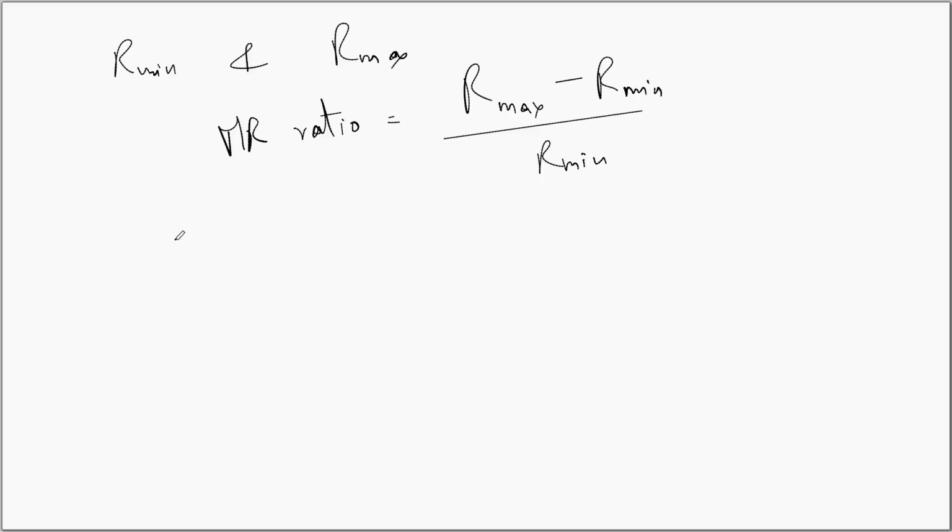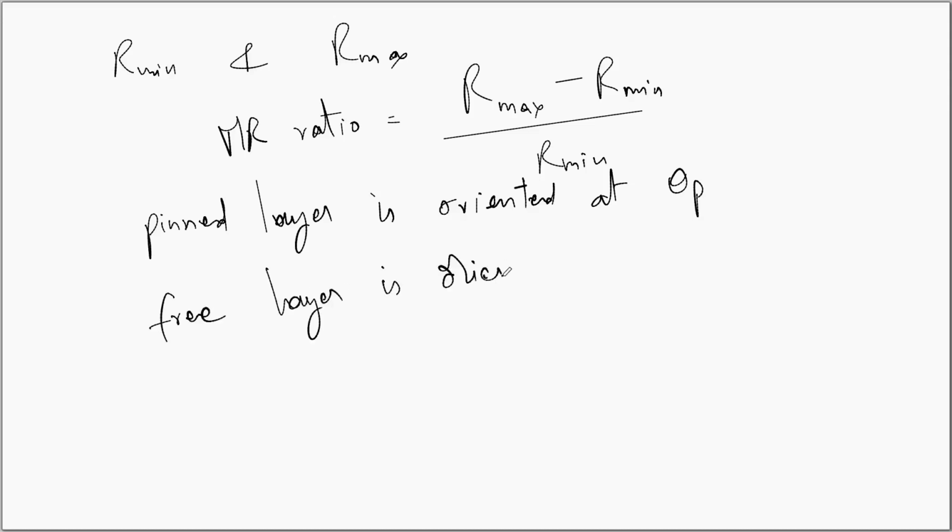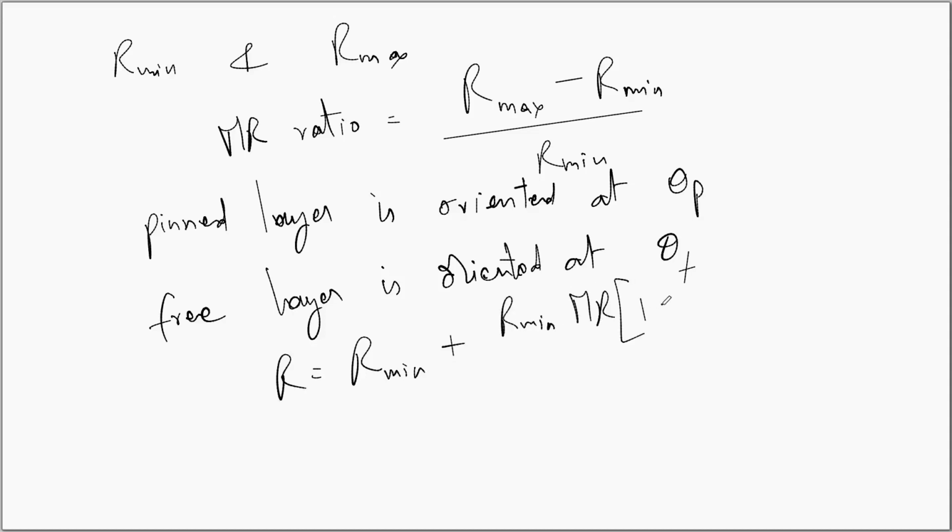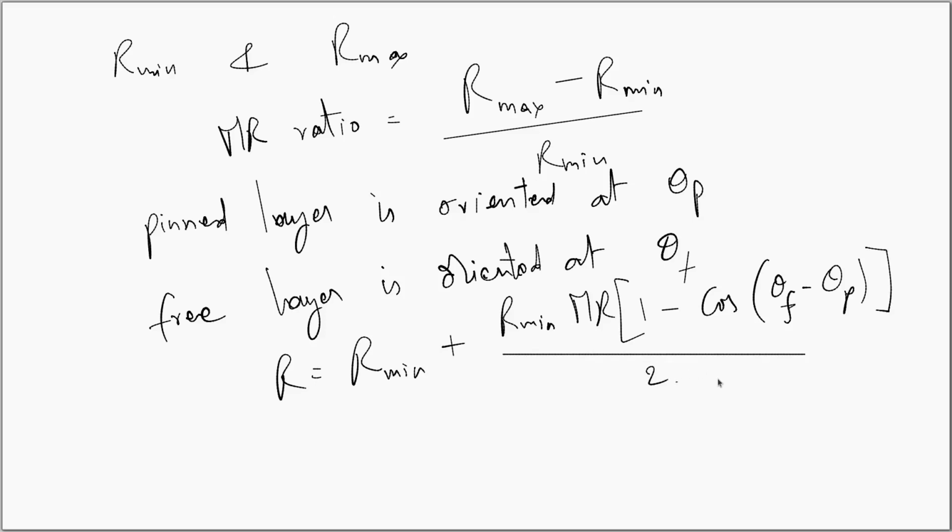And when the magnetic field applied changes the orientation of the free layer, assuming that the pinned layer is oriented at an angle theta p and the free layer is oriented at theta f, the resistance of the GMR device can be expressed as R is equal to R minimum plus R minimum into MR into (1 minus cos(theta f minus theta p))/2. This kind of a resistance will result when we have the GMR in this fashion.